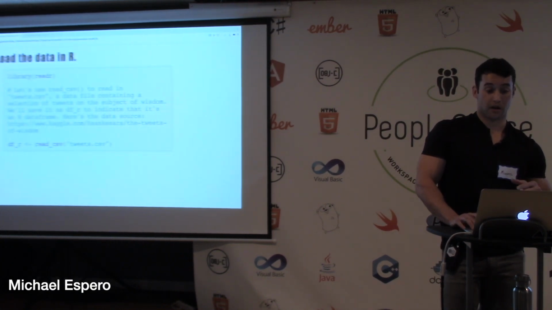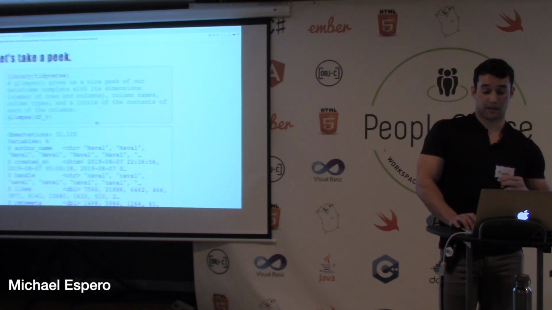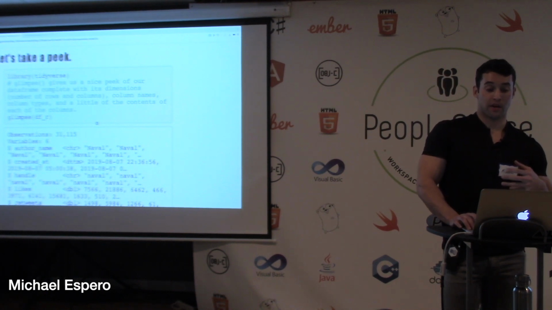So we begin by reading in the tweets.csv file, and here's an R chunk doing that using the read_csv function from the tidyverse. And we're going to take a glimpse of it, which is a nice tidyverse function that allows us to see the dimensions of that data frame, along with column names and some of the values in those columns.